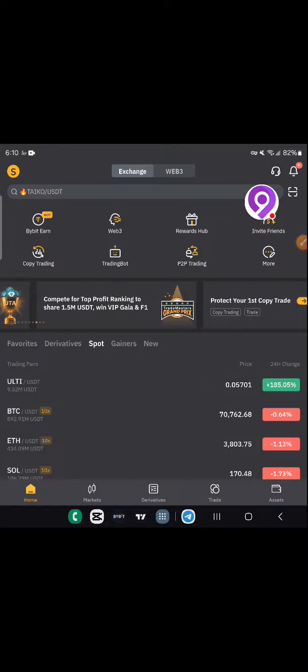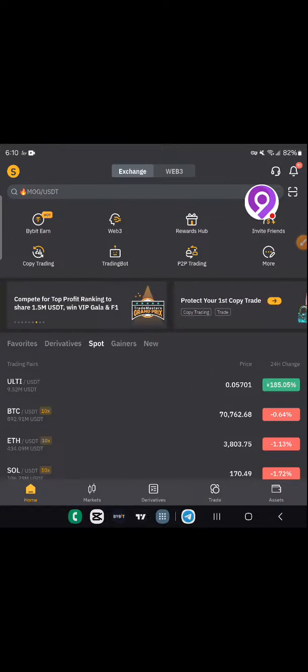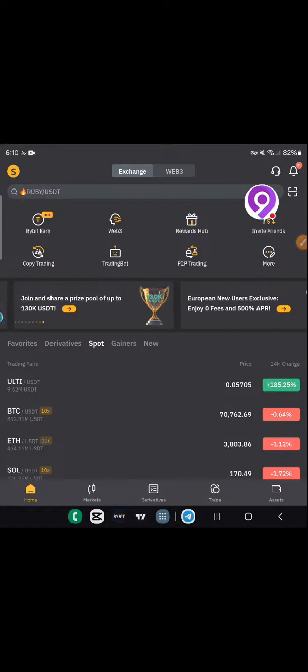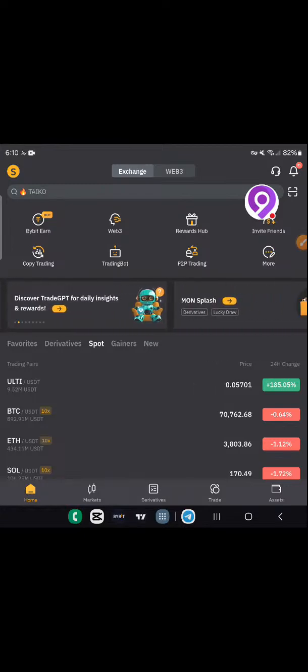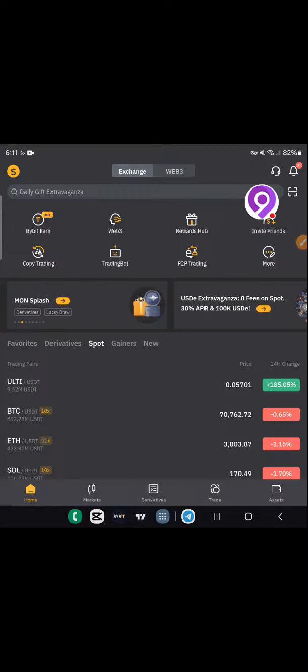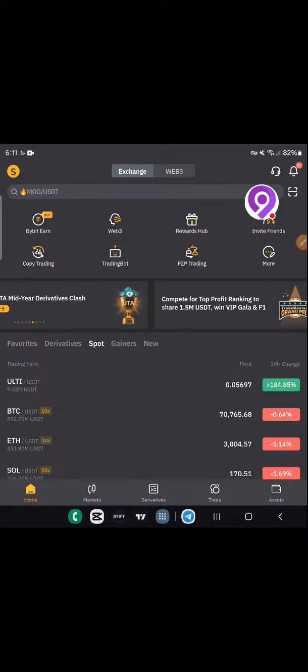You can go for Bybit N. Now, if you're going for Bybit N, that simply means you're an investor. You can also go for the Web3, right? If you want to become anonymous and keep your money on a Web3 platform, then that's good. We have the reward hub. You have invite friends. We have copy trading. Then we also have robots, P2P trading, and more.